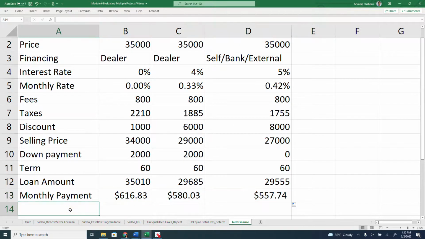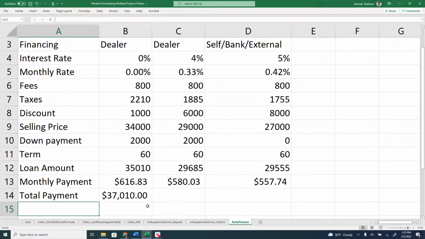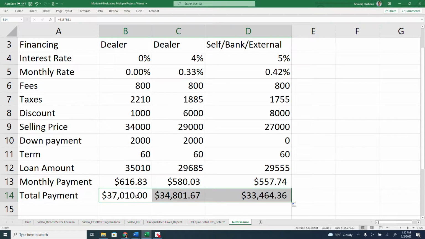If you calculate the total payment made, that would be simply this times 60. You can see that the difference could be in thousands. As you can see here, this one is 33,500, and the difference is almost $4,000, which is huge.